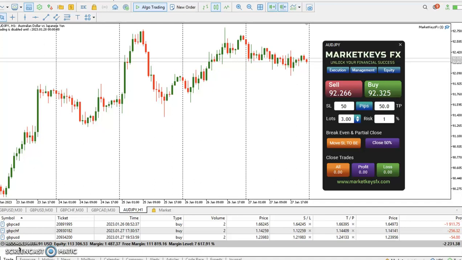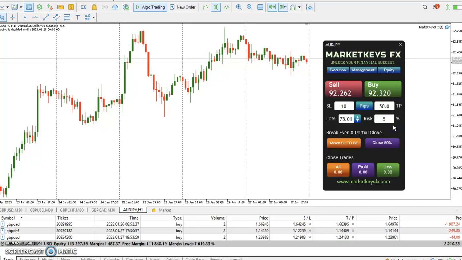All right. So this account has $100,000 in it, and it shows that 1% risk at a 50 pip stop loss is equal to 3 lots. Now, if we say we want to do 5%, it gives us 15 lots. Let's try to change the stop loss. Let's try to make it 10 pips. So 10 pips at 5% risk is 75 lots.